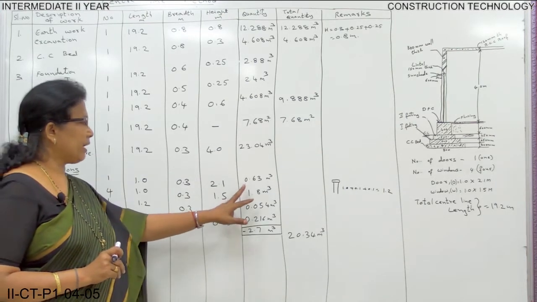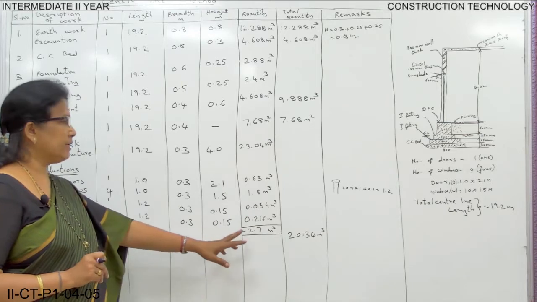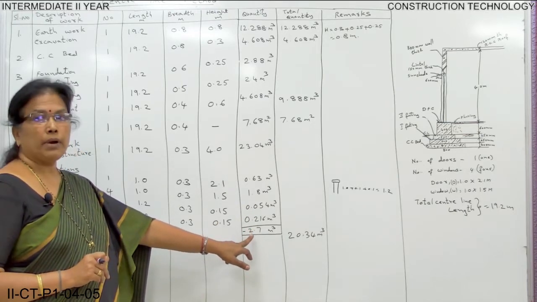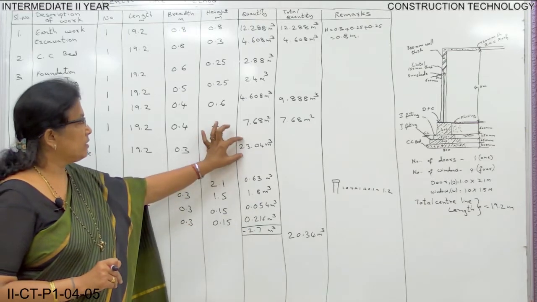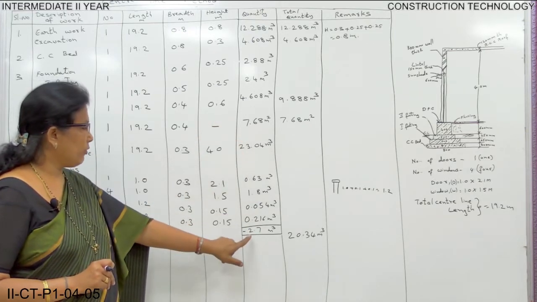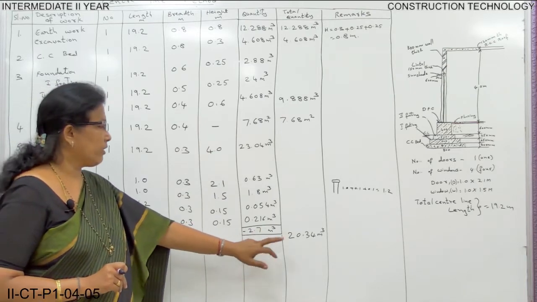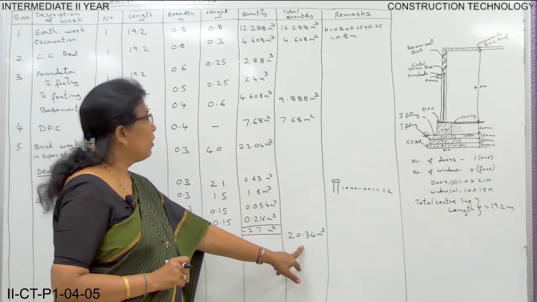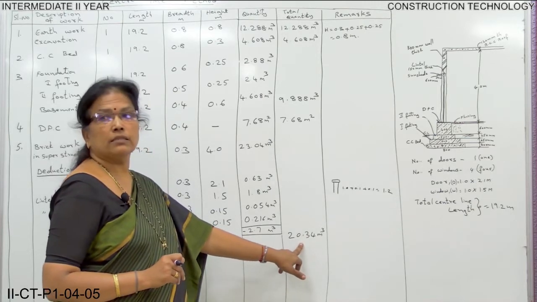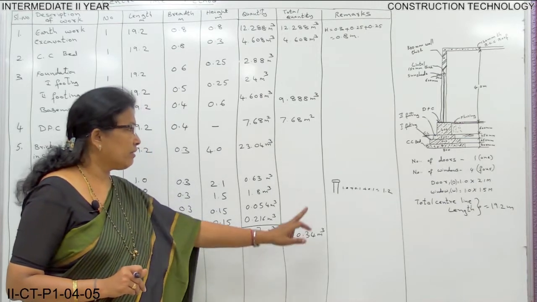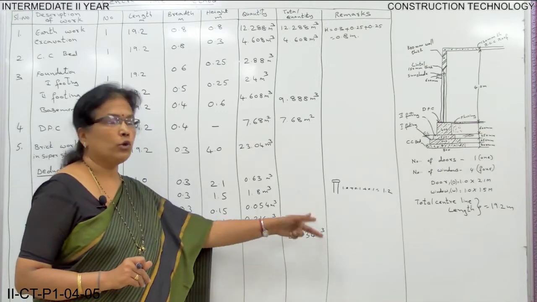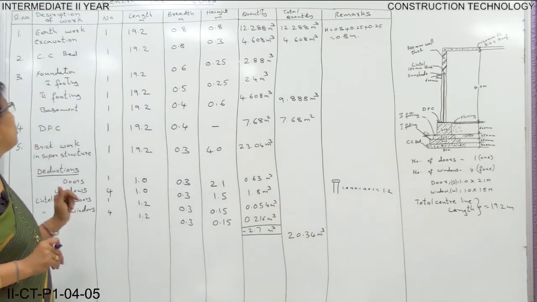So now I have calculated the quantity of deduction. The total value of deduction is minus 2.7. This is the value of brickwork. From this value you have to take the deduction, and whatever you get, you have to write down in the total quantity. So after deduction, the total quantity of the brickwork for the given one room building is 20.34 cubic meter.